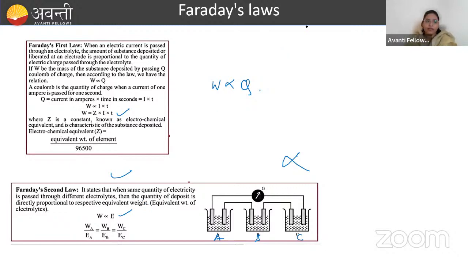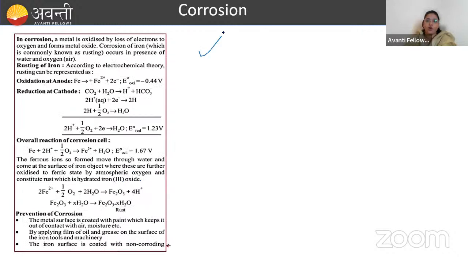Next, corrosion is another topic in electrochemistry. You should remember the rusting of iron. Where does the oxidation take place? Where does the reduction take place? And what are the reactions? The overall reaction you can see here. How can we prevent corrosion? By coating the metal surface with paint, by using a film of oil, or by coating with a non-corroding material.